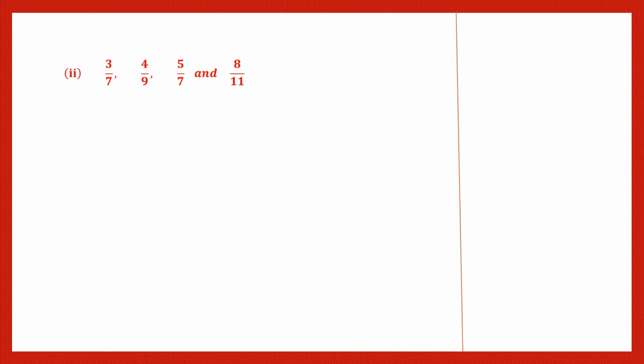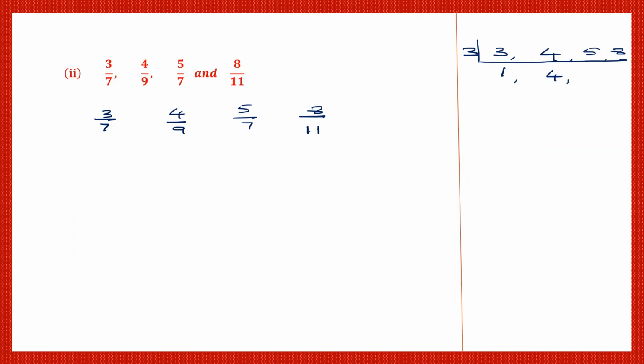Question 2. So let's write down these fractions. We have 4 fractions here: 3 by 7, 4 by 9, 5 by 7, and the last one is 8 by 11. So here we have to make the numerators the same. So let's find the LCM of 3, 4, 5, and 8. So let's begin with 3. 3 ones are 3, then 4 I bring down, 5 we bring down, and 8 we bring down.